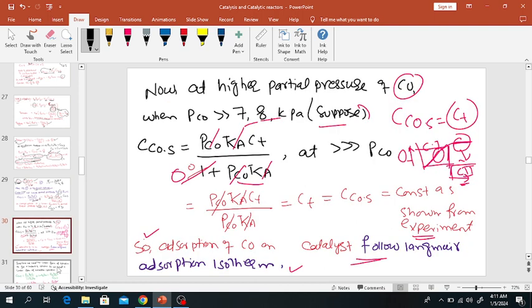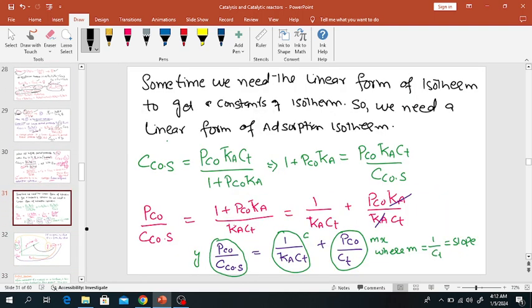Sometimes we need the linear form of the isotherm to get the constants of the isotherm, like the Langmuir constant or some other constant, or the adsorption equilibrium constant. So we need the linear form of the adsorption isotherm. This is not the linear form; this is the non-linear form of the isotherm.